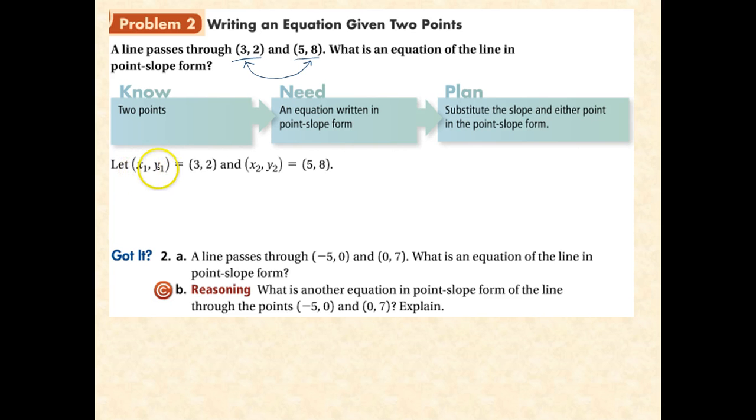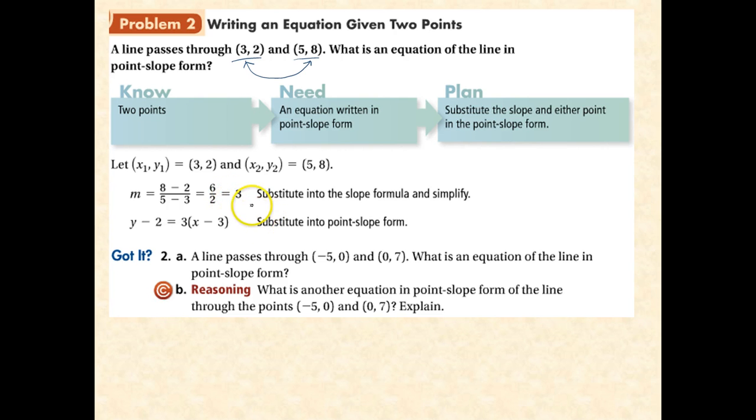So if I call (3, 2) x1, y1, and if I call (5, 8) x2, y2, then I can use the slope formula, which was m equals y2 minus y1 over x2 minus x1. So 8 minus 2 over 5 minus 3, that's 6 over 2, so my slope is 3. Now I just pick a point. Picking (3, 2), I guess. And I do y minus y1, which is 2, equals the slope, which was 3, times x minus x1, which was 3. So there is point-slope form.